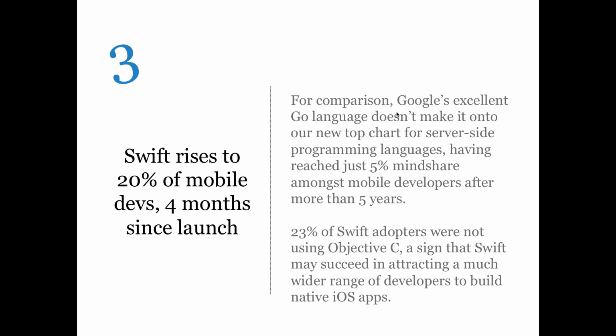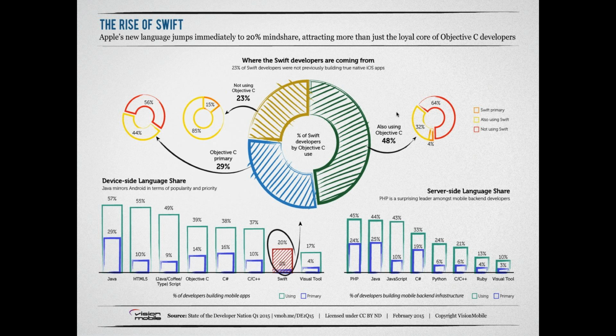Now, what's more interesting is who those Swift developers are. At the bottom, firstly, you see the breakdown of language mindshare on the device side and the server side. Green in that chart is for mindshare, i.e. developers using it. Blue is primary use of the language. And you see that 20% use Swift. In red, of course, very few are using Swift as a primary language because too many frameworks are still written in Objective-C, and you need to rely on Objective-C, not just Swift, for most iOS apps.